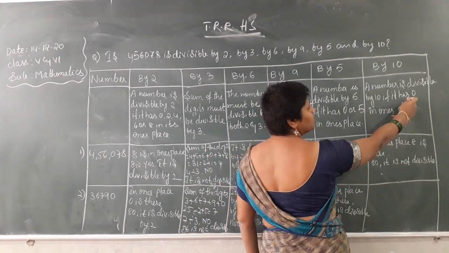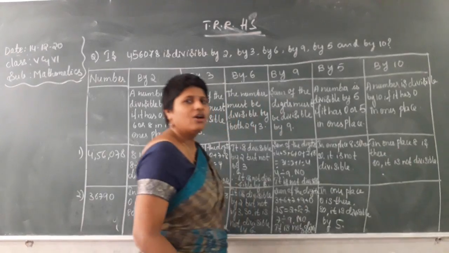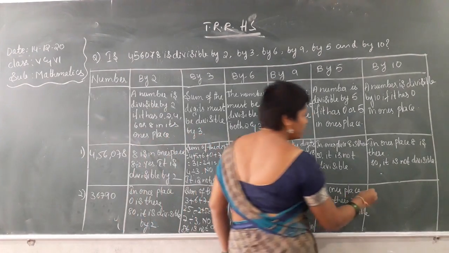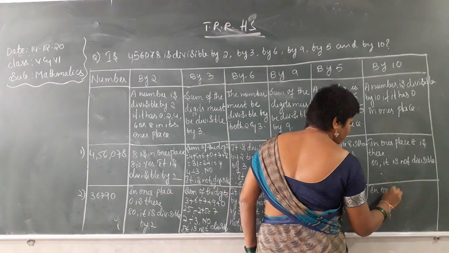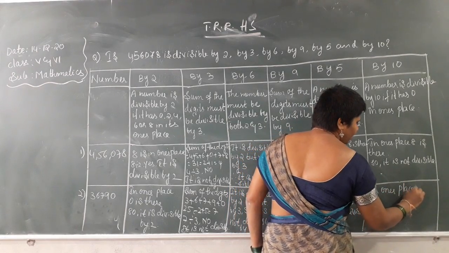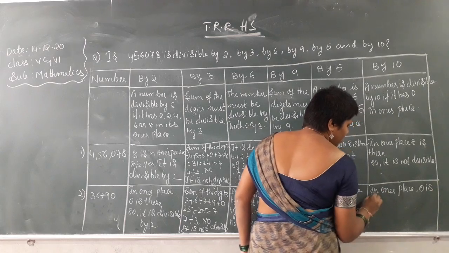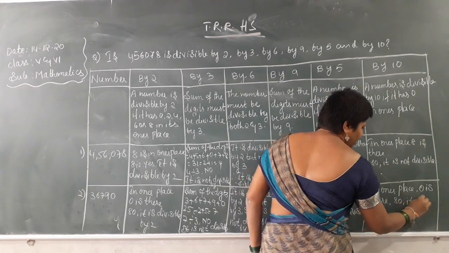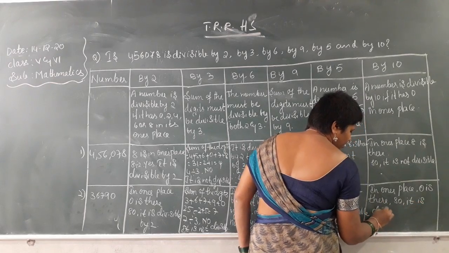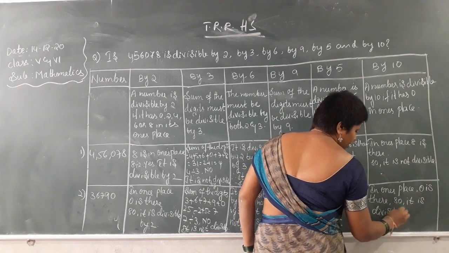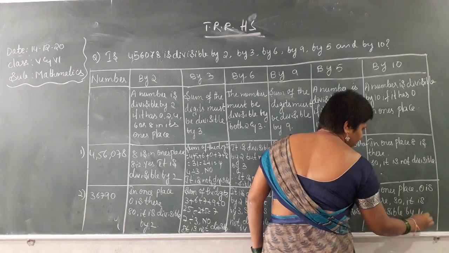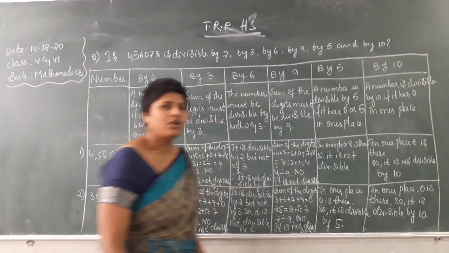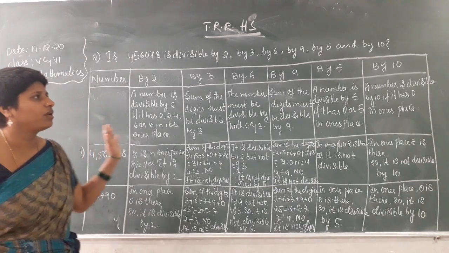Here also, what must be there? 0 must be there in one's place. So already here what is there in one's place? 0 is there. So in one's place, 0 is there, so it is divisible by 10. Okay.